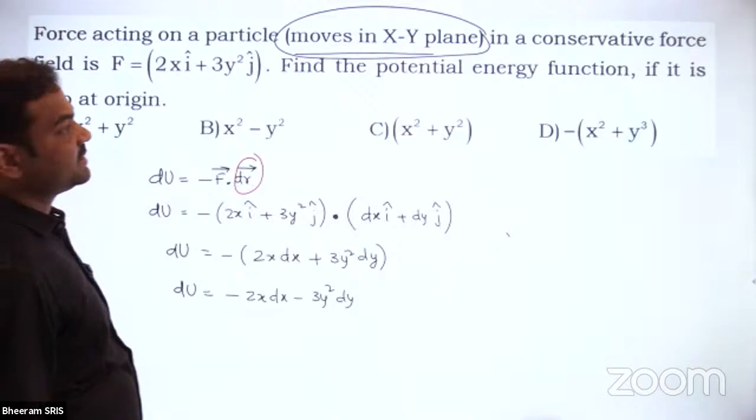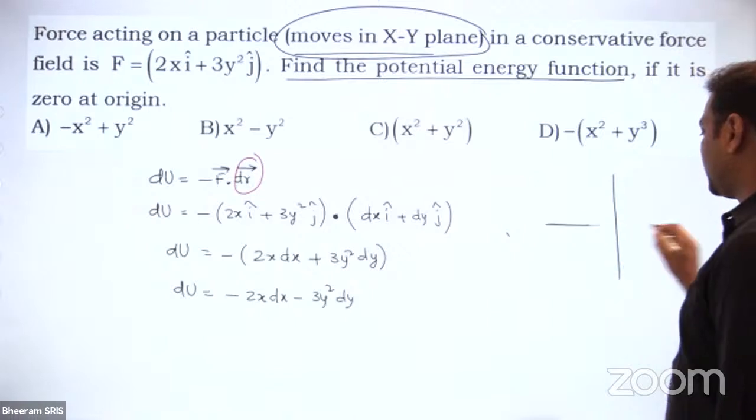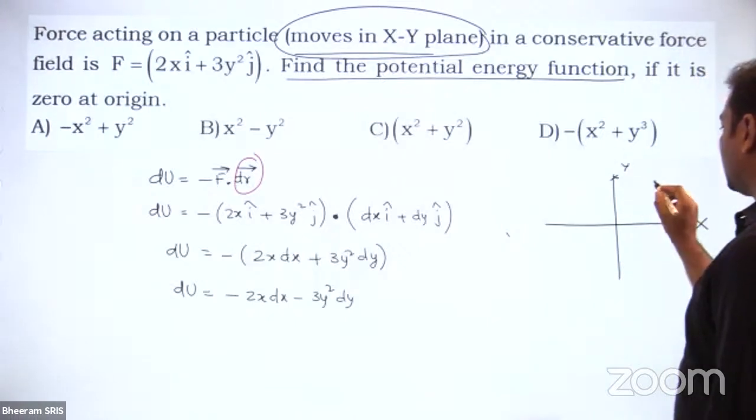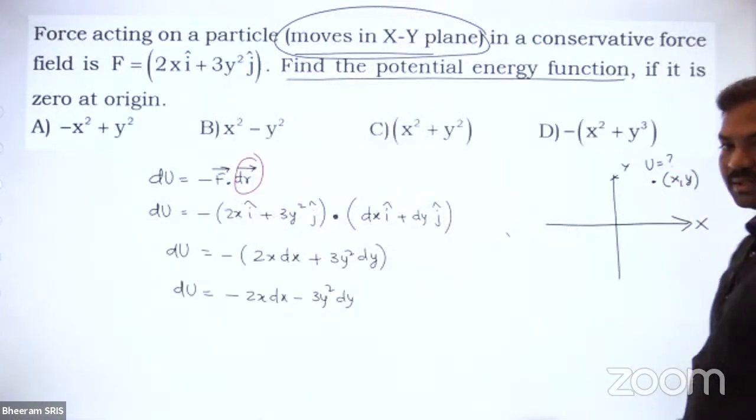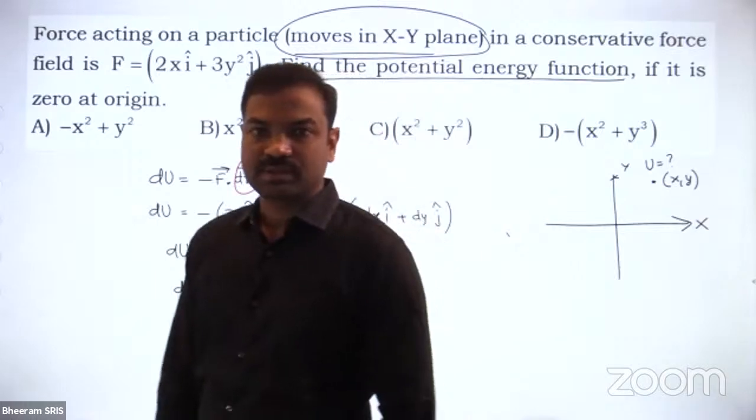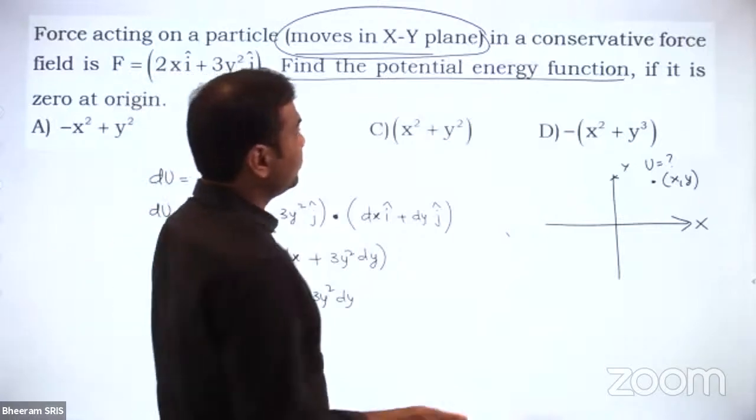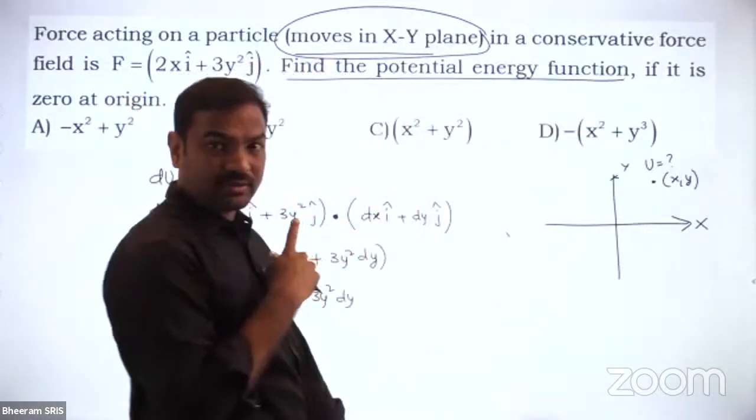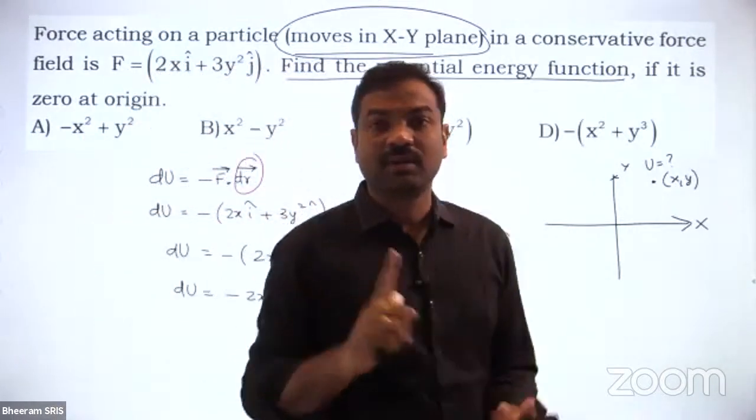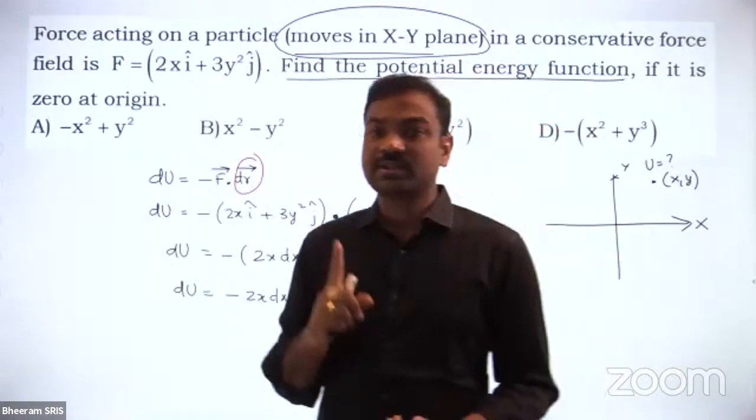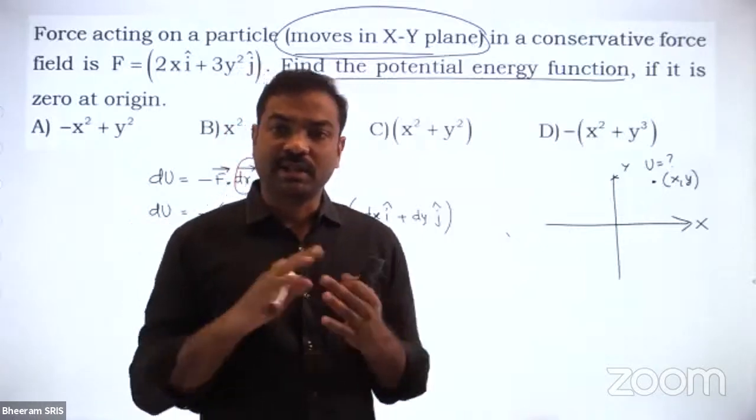Now find the potential energy function. What is the meaning of find potential energy function? Now in the xy plane, if I'm taking one point with x comma y coordinates, what is the potential energy at this point? That is the meaning of function: how the potential energy changes as the x, y coordinates are changing. And moreover, I told you this also. If you want to define a potential energy at a particular point, what is the required quantity? You have to define where the zero potential is. Without defining the zero potential, you cannot define the potential at any point.